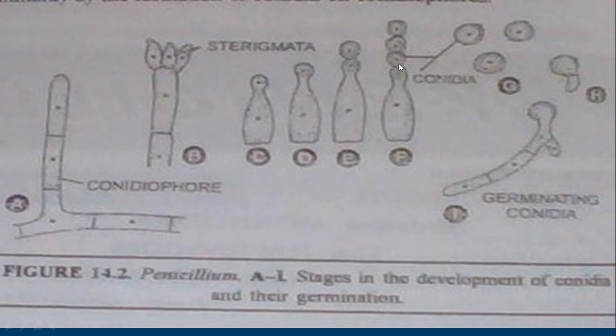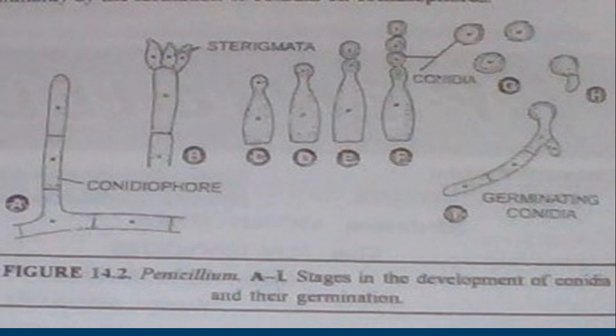But note the main important point: the youngest is at the tip of the stigma and the oldest are now at the apex. And this order of arrangement of conidia on the stigma is called basipetal succession.